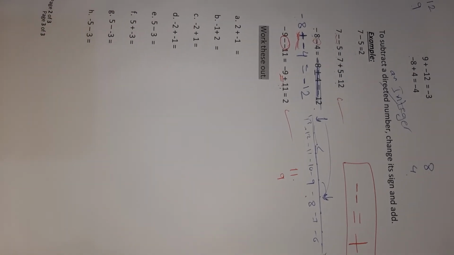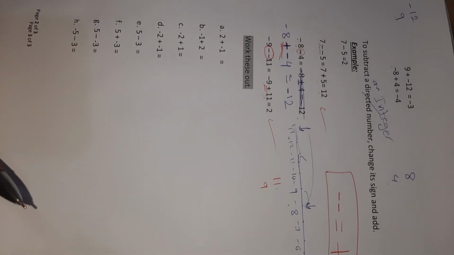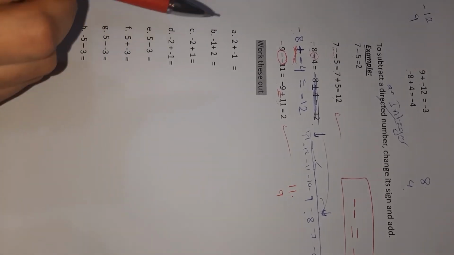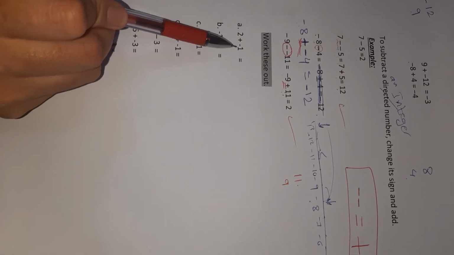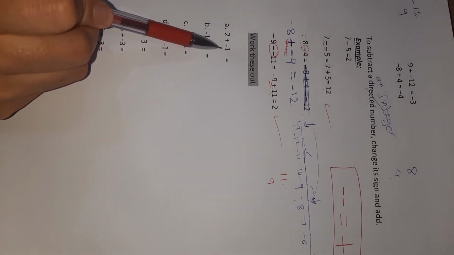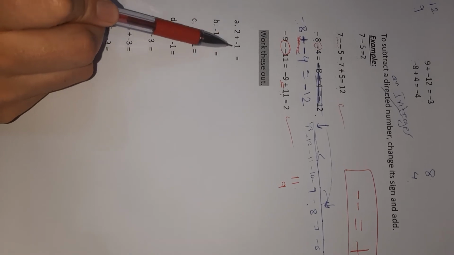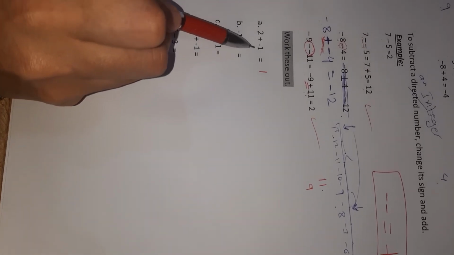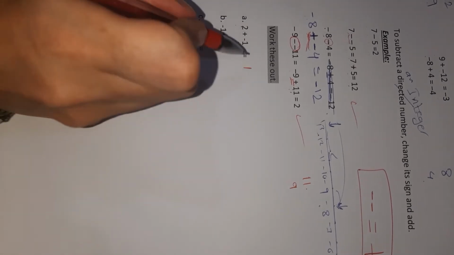Now, work these out. It's an exercise for you. Look. 2 plus negative 1, adding two numbers with different signs. Find the difference between them. 2 minus 1, 1. 2 is larger than 1. 2 is positive. So here, positive.